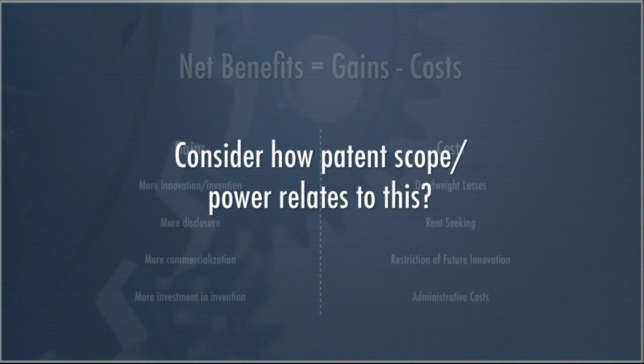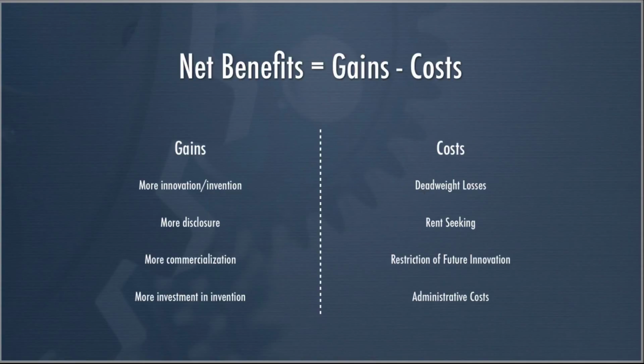And the most important thing I want to get through to you here is consider how patent scope, or the patent power, you can also think of it in terms of the length of a patent, but just how significant the right that is granted by a patent relates to this is important, right? Because the broader a patent, let's go back and look at our list and think about a broader patent. Well, a broader patent is going to offer potentially much more gains, right? Because it's going to create more. If we give out broader patents, people are going to try harder. They're going to innovate more. They're going to disclose more, right? They're going to do more commercialization. They're going to do more investment in invention because the rewards of doing so are now greater.